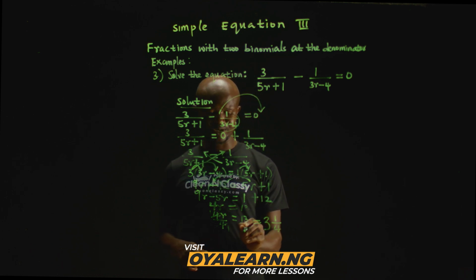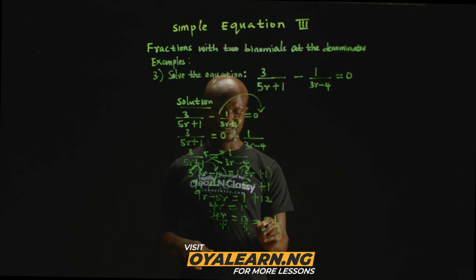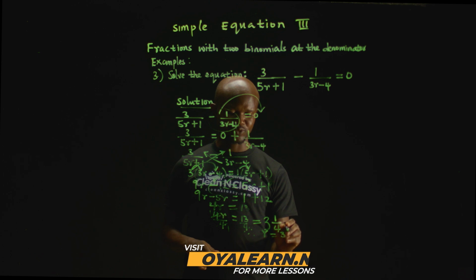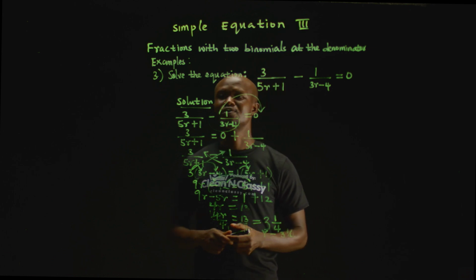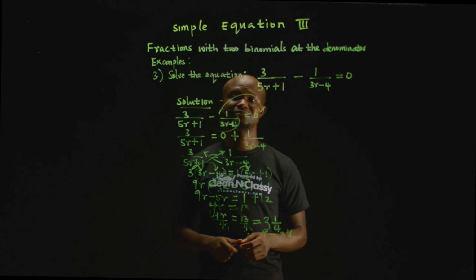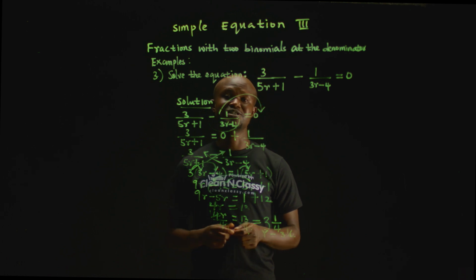So it means that we can now conclude that r equals to 3 whole number 1 over 4. So the solution to this problem is r equals to 3 whole number 1 over 4.